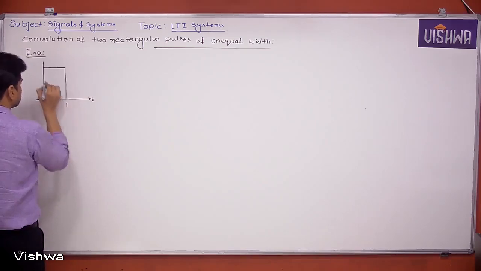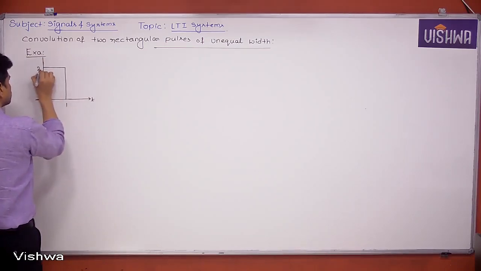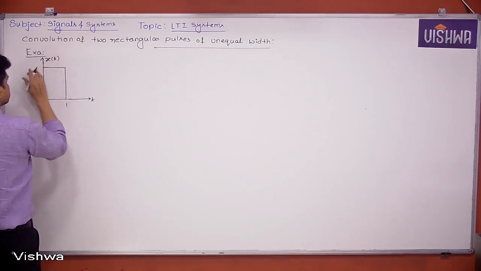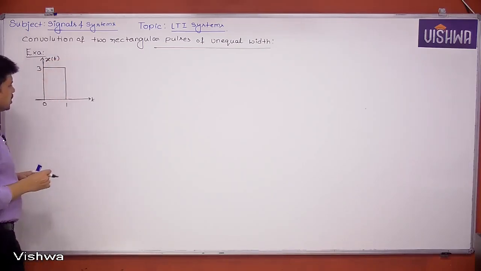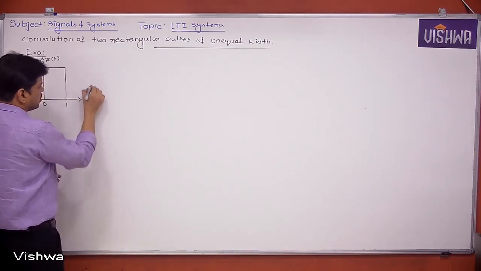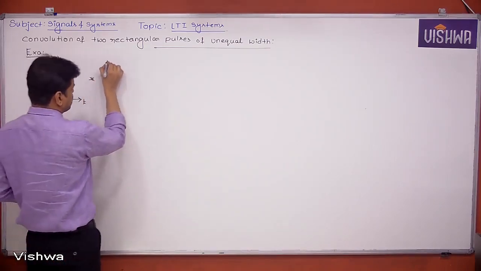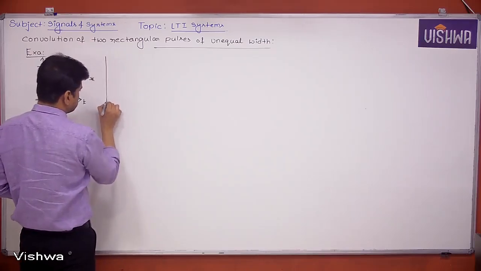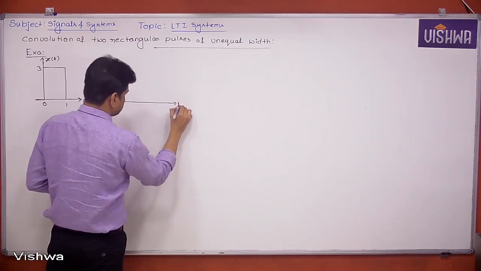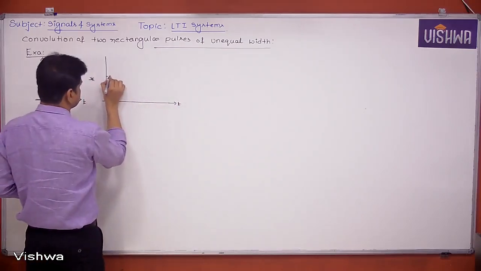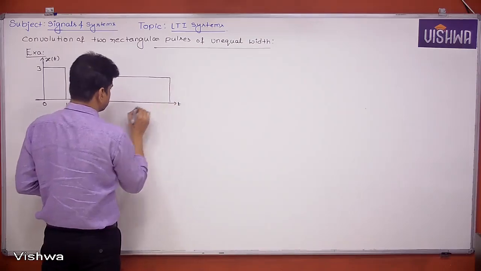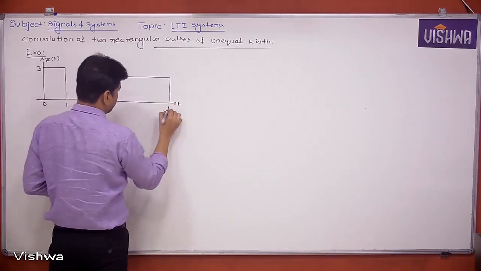Let's say x of t exists from 0 to 1, with amplitude 3, whose width is nothing but 1 unit. If it is convolved with h of t, which exists from 0 to 4, with amplitude 2.